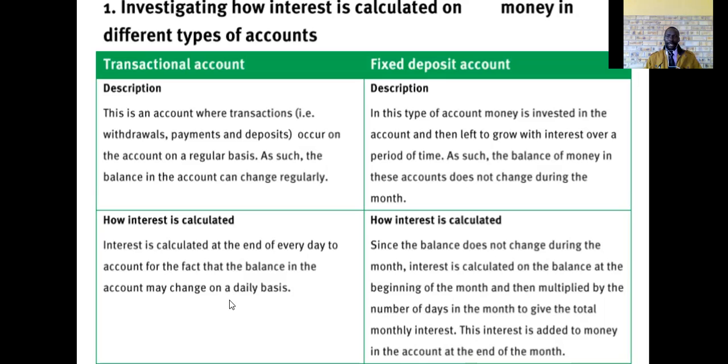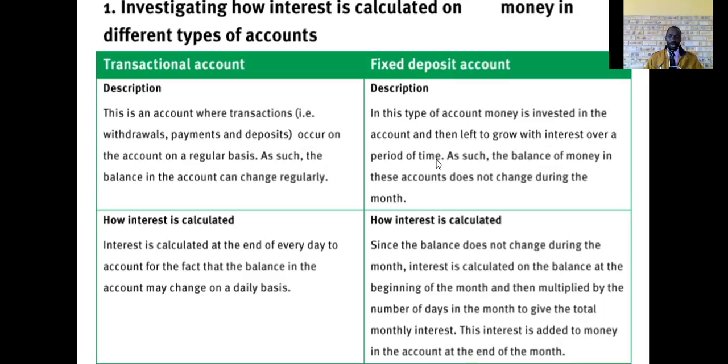Now, the other type of account is called a fixed deposit account. Fixed deposit is like when you have some amount of money that you don't plan to use in a short period of time. You go and deposit it, and it stays for some period of time, maybe a year, maybe 2 years, or maybe 5 years. That type of account is known as a fixed deposit account. In this type of account, money is invested and then left to grow with interest over a period of time.